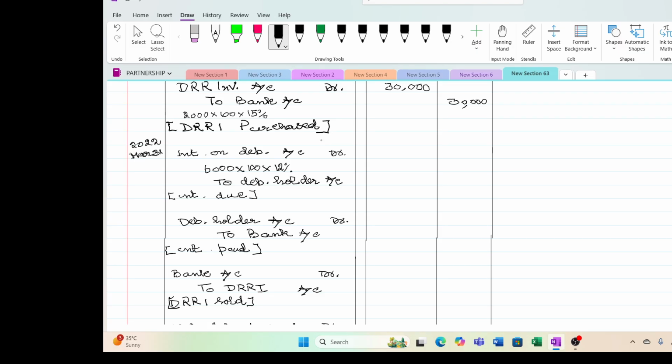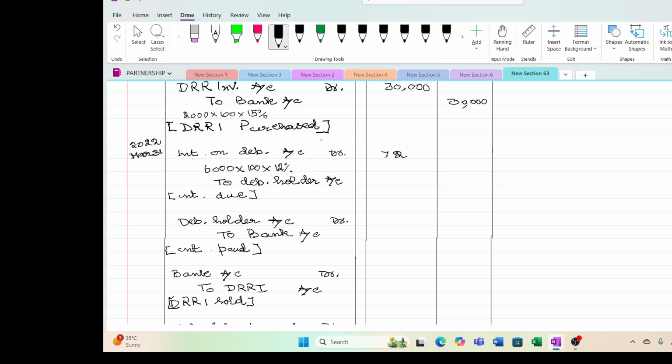Interest on debentures. Now we have to pay interest on debentures. First year, why is it on 6,000? Because we have utilized the total amount of 6 lakh rupees. It was available with us from 1/4/21 to 31/3/22. So we are going to pay at the year end.